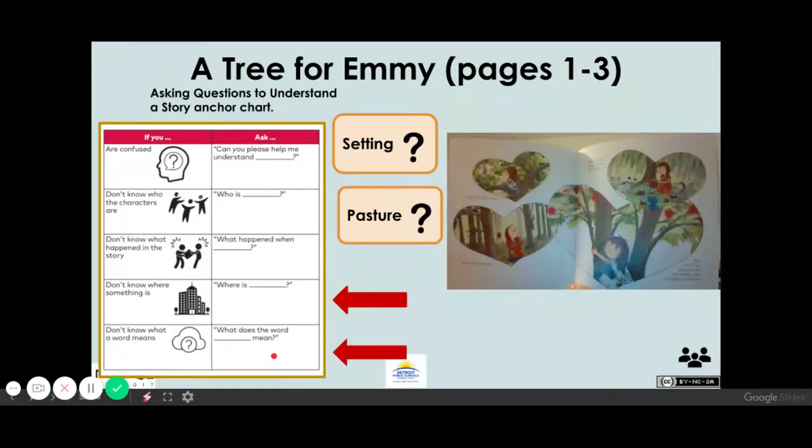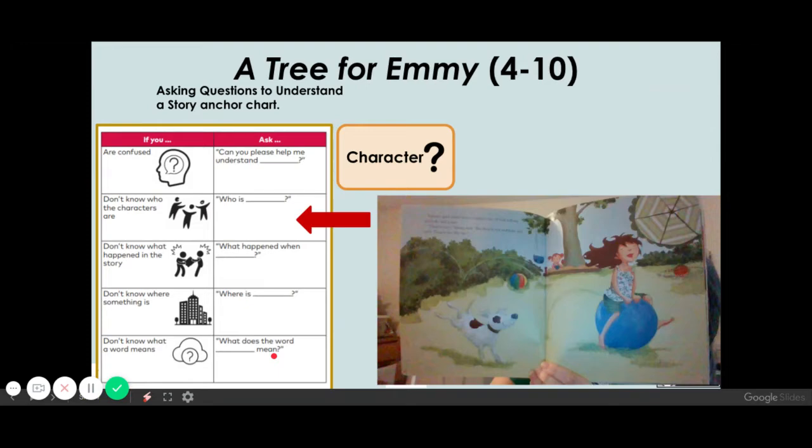Yes, it helps us understand where the setting is. Good job. If we look at this picture of our story and we wanted to say, what can we ask to better understand our characters? What will we say? Yes, we might say, who is this dog? Or who is this girl back here?